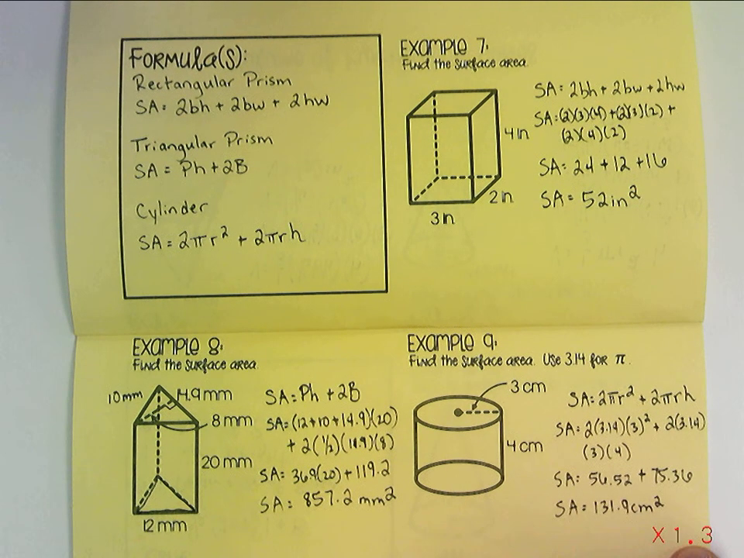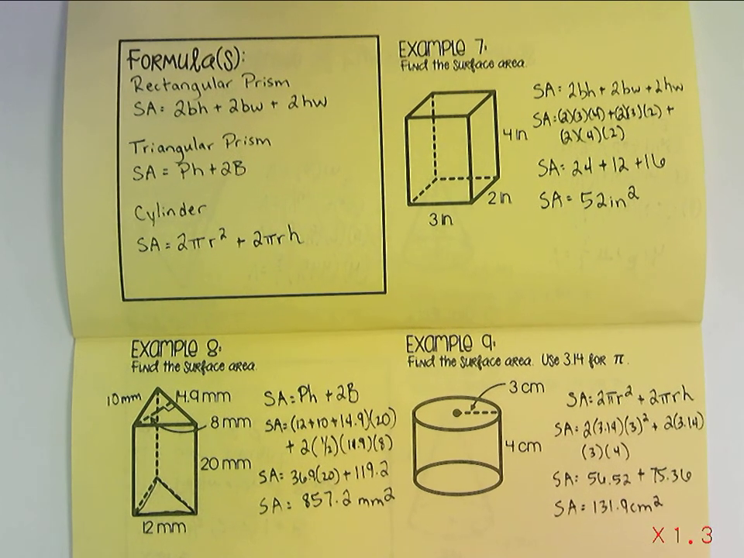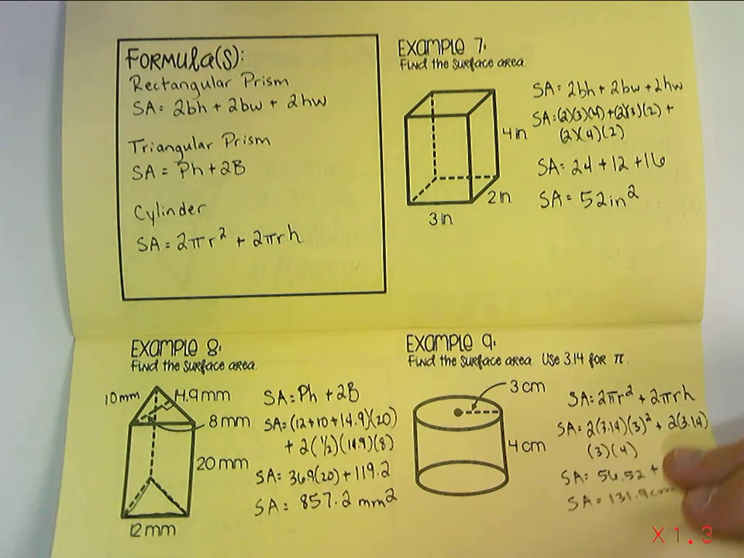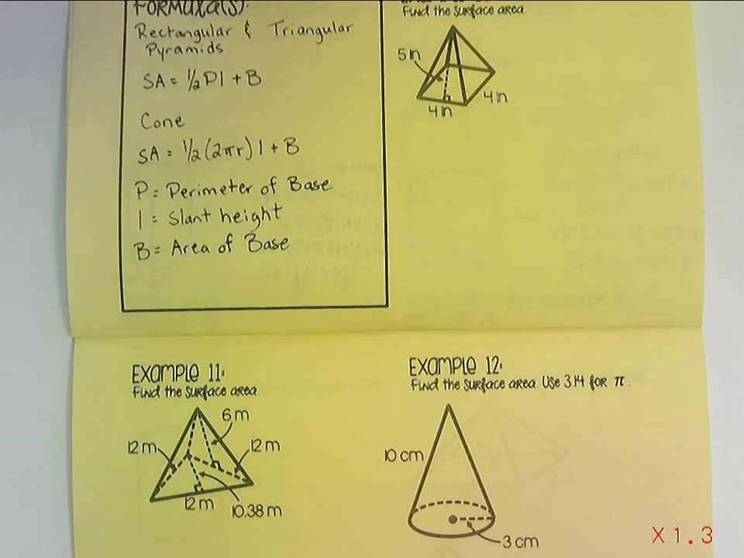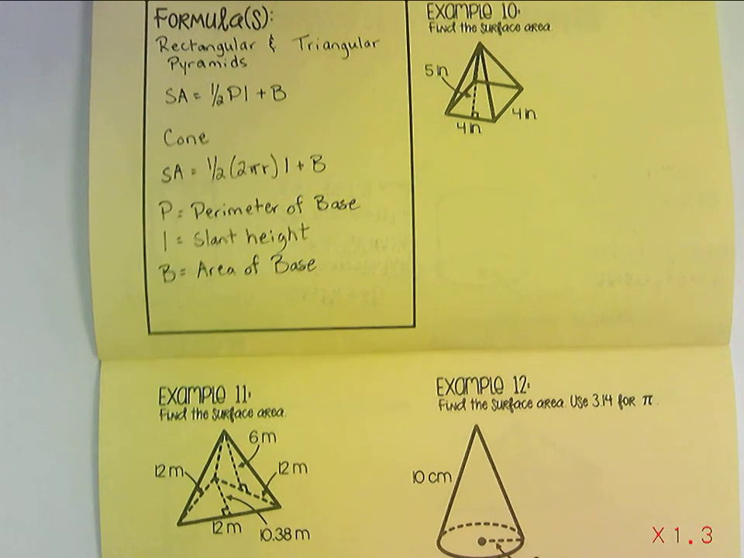And let's move on quickly then to the surface area of pyramids and cones. If you need to pause here and copy this, go ahead. Pyramids and cones. Let's go ahead and work through this then. And then you'll have a few problems that I want you to try on your own, and then you'll have time to do your exit slip.